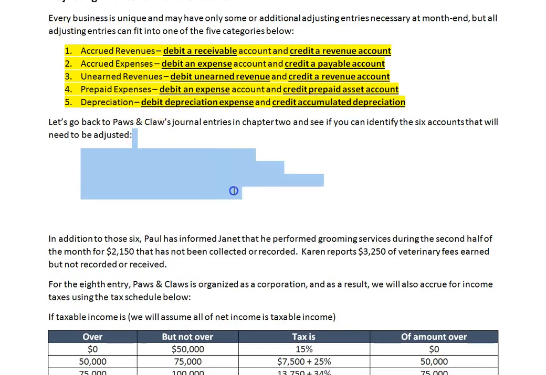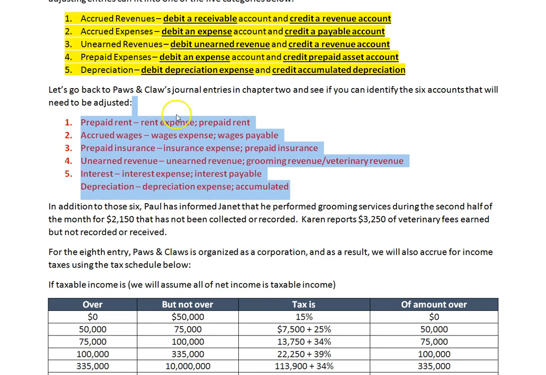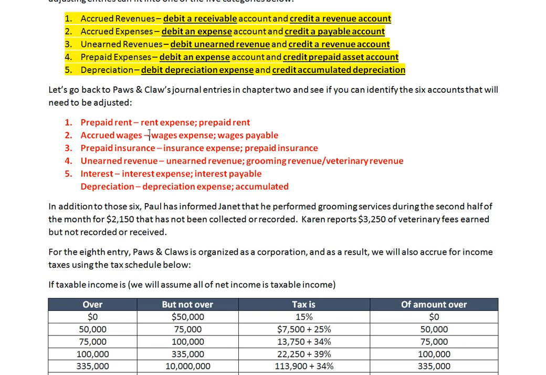All right, we're going to do this for Paws and Claws. We're going to see the different ones. They have transactions that are going to require us to do adjusting entries. Remember, they bought that prepaid rent. They hired workers. The workers are going to work, and we're going to owe them money at the end of the month. They bought prepaid insurance. They have some unearned revenue when they were paid in advance, and they have the interest.